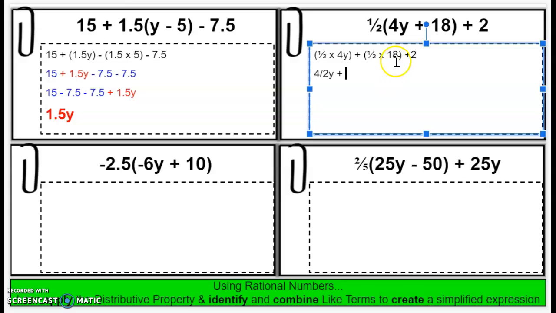I'm going to add that to, again, I'm going to put my 18 over 1. So 18 times 1 equals 18. 2 times 1 equals 2. And then I'm going to add my 2.